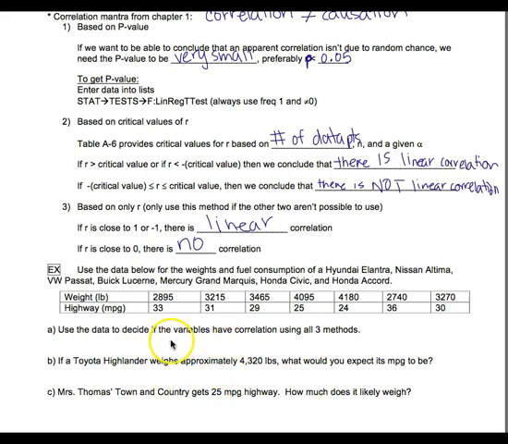So we are going to decide using all 3 methods if the variables have a correlation. First thing we need to do is enter our data into our lists. So I'm going to pull up my calculator here. You should get yours out if you don't have it out already.